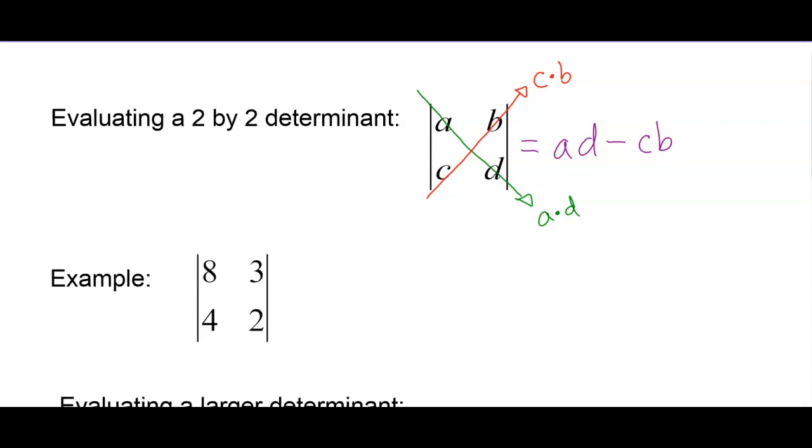So if we're doing this individual determinant here, the downward diagonal, 8 times 2, would give us 16. The upward diagonal, 4 times 3, would give us 12. And when you go 16 minus 12, your final result would be 4. So that's an example of working out a 2x2 determinant.